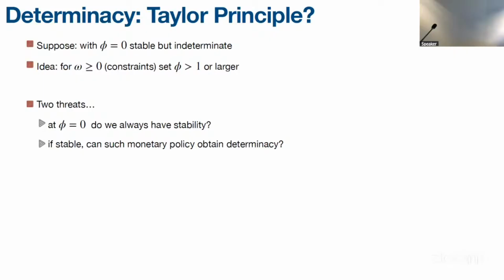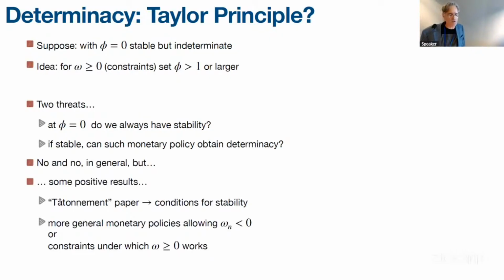But even if it's stable, we might ask, is it true? Do we have a theorem that we can find an omega and a phi that does the determinacy? No, there's no such theorem. And we provide something. So the answer to both questions is no in general, but we actually also provide some positive results.